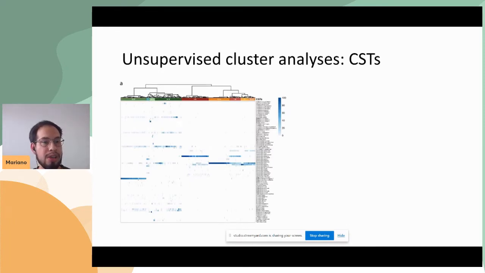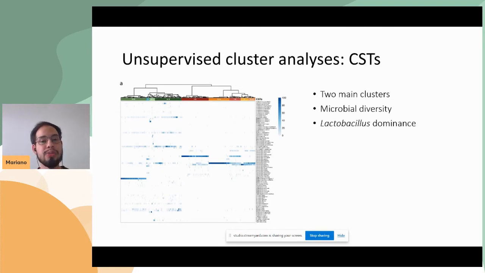As you can see in unsupervised cluster analysis, we observe the classical CSTs in our profiling. The first thing you can see is two main clusters that are characterized by microbial diversity. There is more diversity in the left cluster than in the right, which is more characterized by Lactobacillus dominance. And there we can see some species-level associations with these dominants in CSTs.